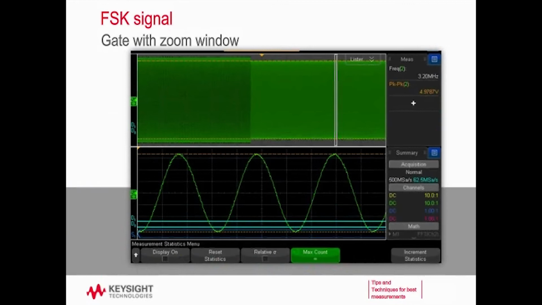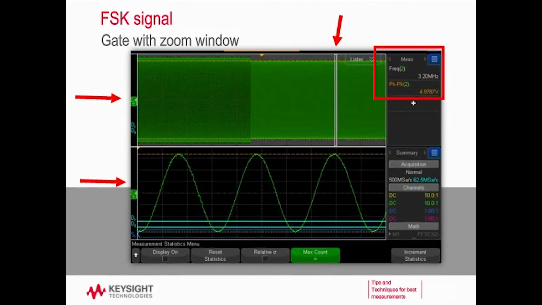So let's talk about gating with a zoom window. So on top, we have this main signal. You can see we can visually see the transition there. And we can also see our little zoom window up at the top here. And then in the bottom half of the screen, we have the window that we're seeing from that zoom window. So we've zoomed in on a portion of the signal, and we're able to see that, yeah, it's definitely a sine wave.